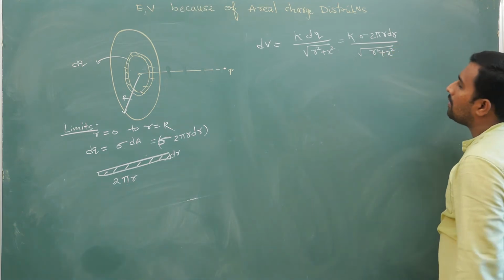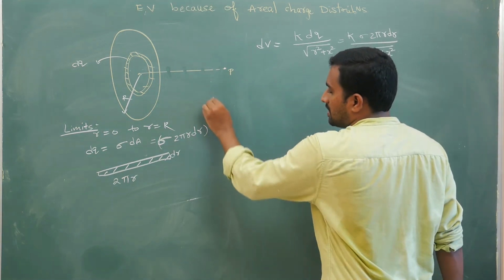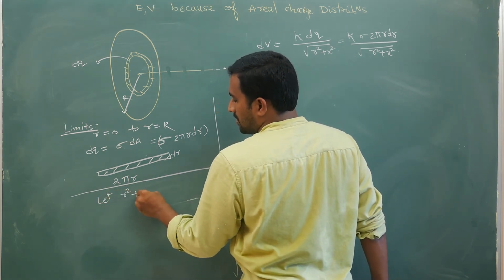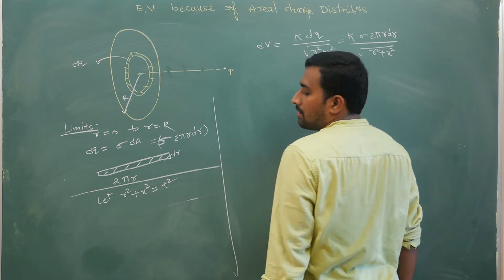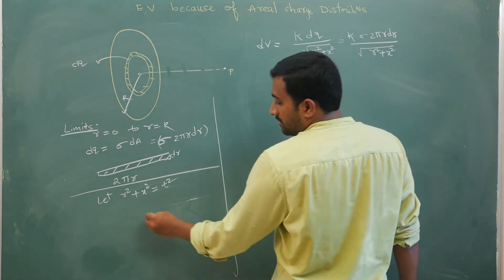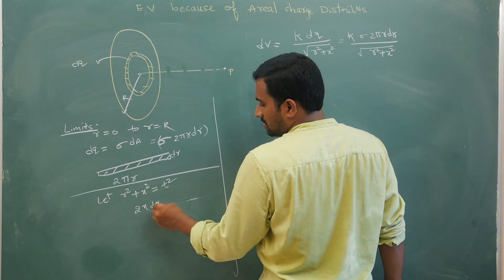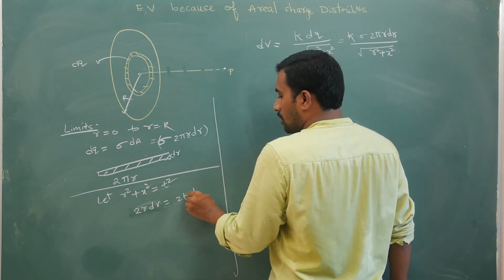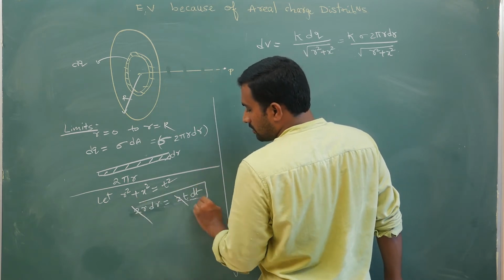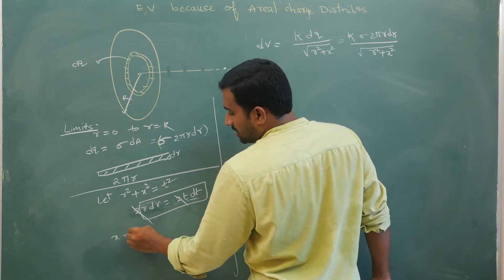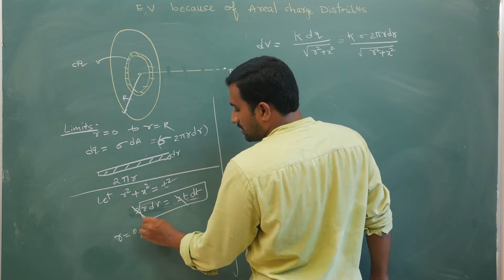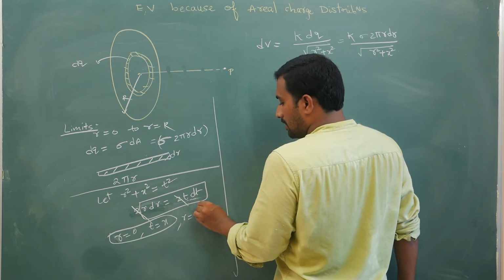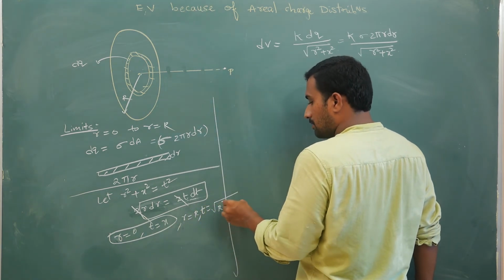Now let r square plus x square be equal to t square. Now your limits: x is constant, so 2r dr is equal to 2t dt. So r dr is equal to t dt. Now when r is 0, t is equal to x, and when r equals capital R, your t is under root r square plus x square.